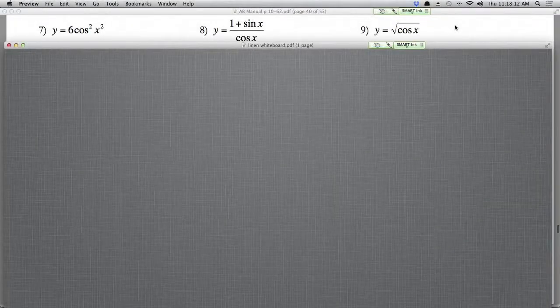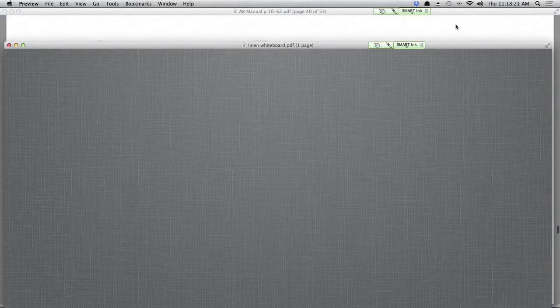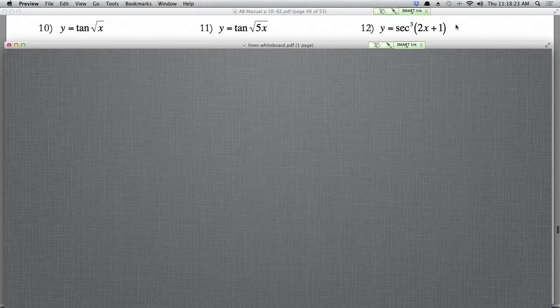What do I have to do on 8? Quotient rule, nothing fancy there. What about 9? Chain rule, one chain, nothing fancy there. Anywhere near its top? Let's do 12. Yeah, 12 looks good. 12 looks fun. Three chains.